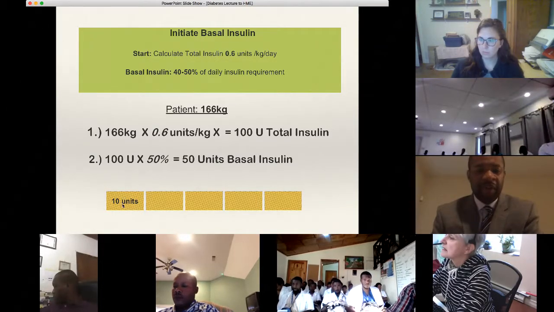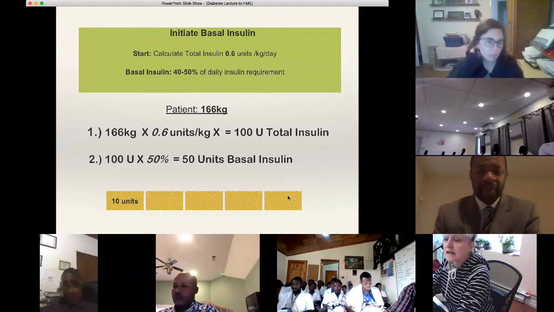Now, each one of these blocks represents 10 units, and you see that we have 5 blocks representing 50 units.